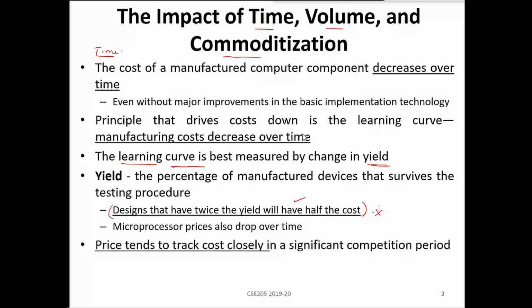If the volume is increased, the cost will be reduced. And the third thing is commoditization. Here, we have multiple manufacturers who are developing the same components. In such a case also, the cost will be reduced. Okay, so these are the three important factors that have been associated with this. They may put a question on this, like what are the important factors that may influence the cost?